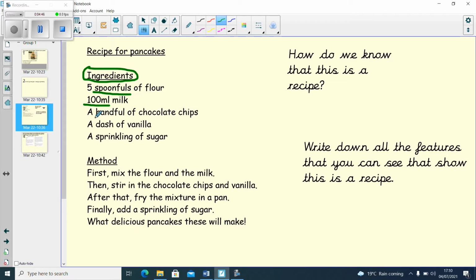And here we have some really interesting verbs. Handful, dash, sprinkling.